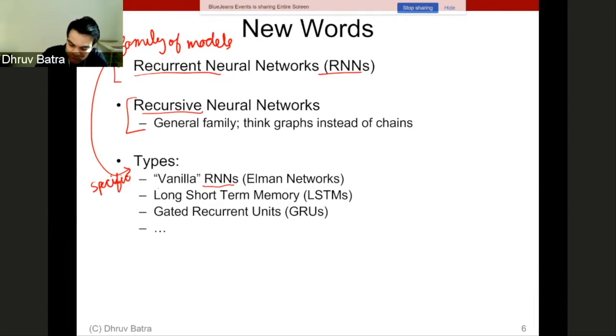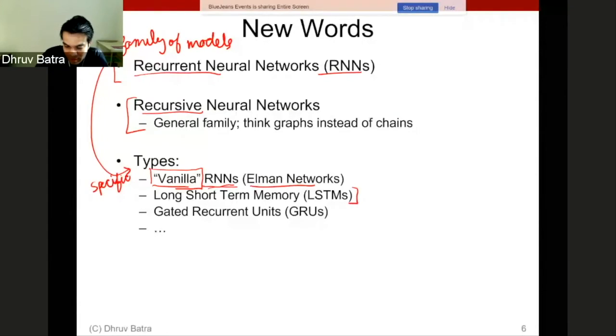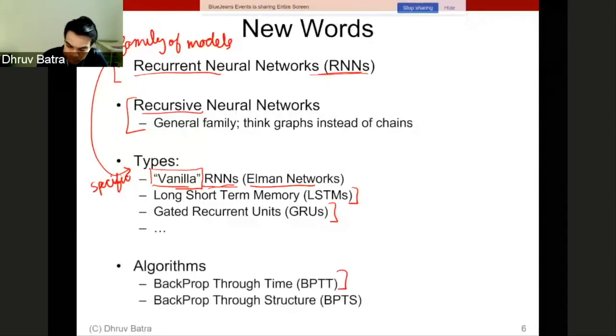So you will see in papers a term called vanilla RNNs, which refers to the specific subclass. Their more formal name is Elman networks. That is what we learn today. And other specific instantiations are LSTMs and GRUs, which are sub model classes within recurrent neural networks. And we'll teach you backprop through time and truncated backprop through time today.